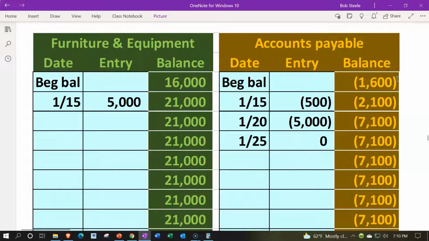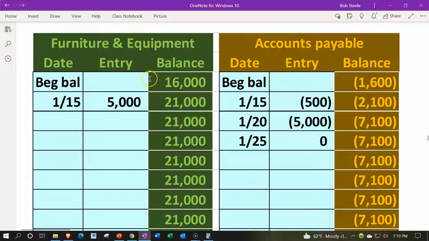That would be similar to us double clicking on the account on the balance sheet to see the transaction detail by date, which would be 1,600. Then we increased it by 500 to 2,100, increased it by 5,000 to 7,100. That matches what's on the trial balance and/or what would be on the balance sheet.